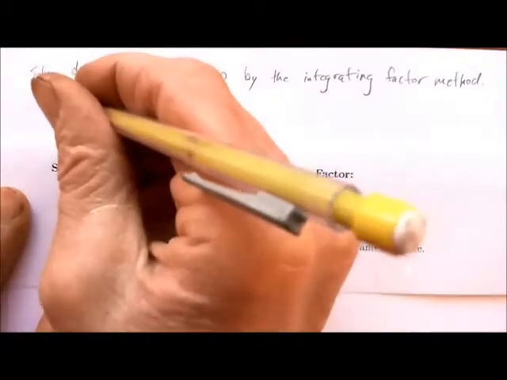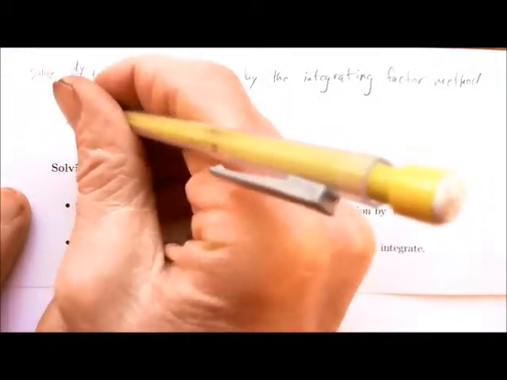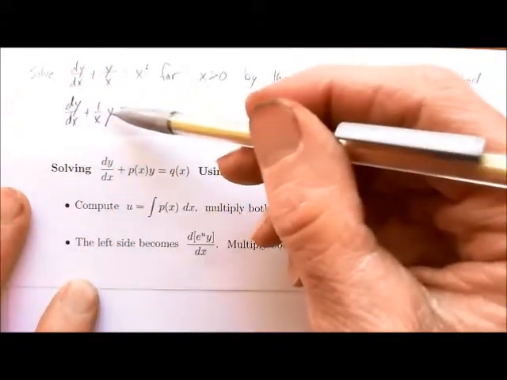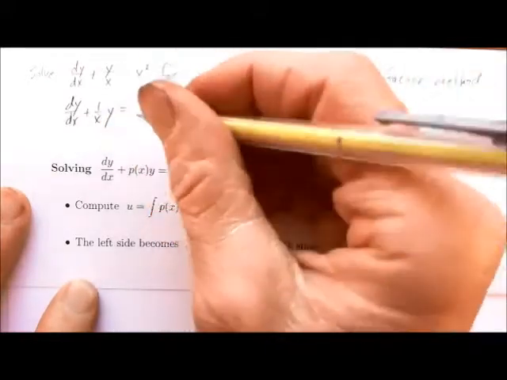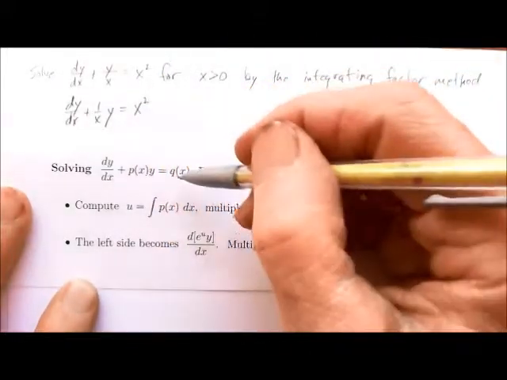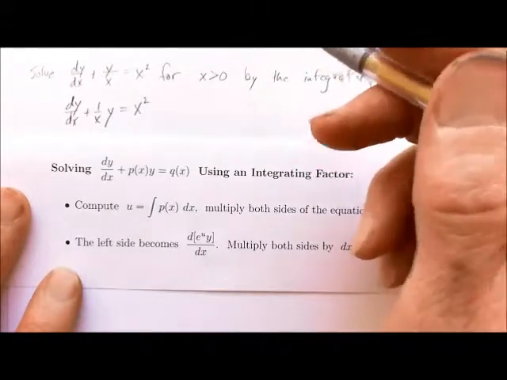Well, we could rewrite this as dy dx plus 1 over x times y. That would be the same thing as y over x, 1 over x times y. Then we can see the p of x is 1 over x. And on the right side we have x squared, which is our q of x. So now we've got the equation in the correct form.